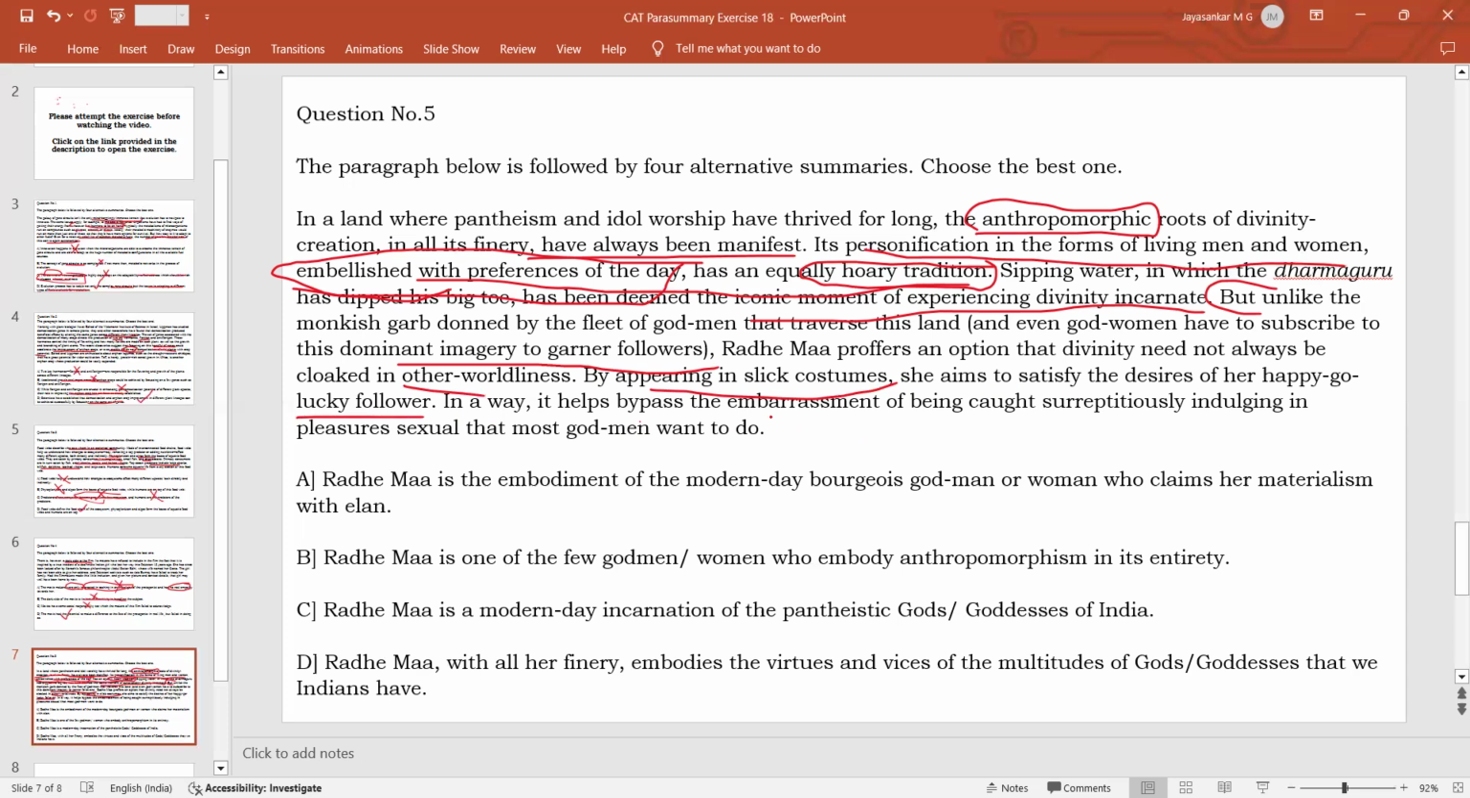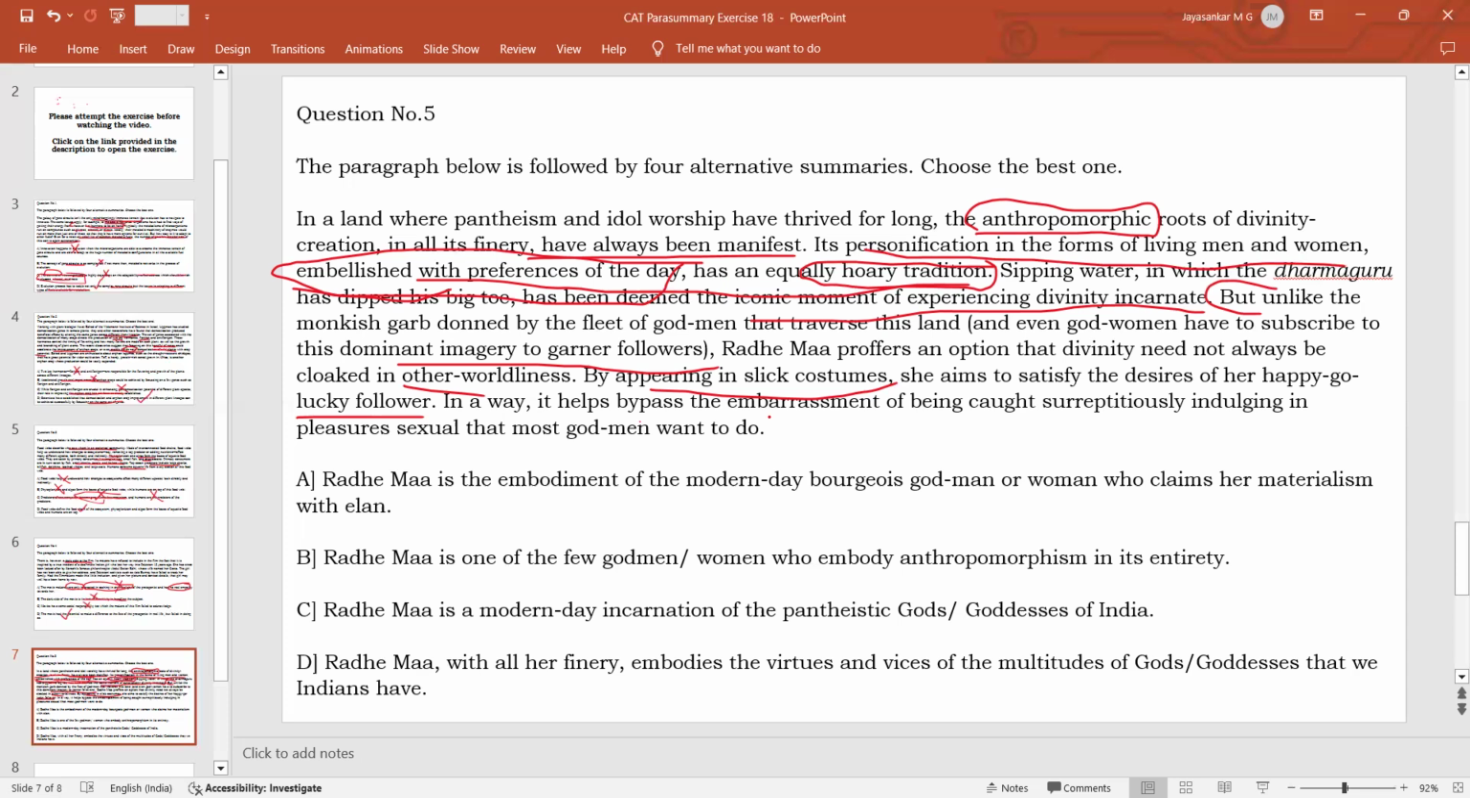And in a way, it is helping her to bypass the embarrassment of being caught surreptitiously, meaning secretly, indulging in sexual pleasures that most godmen want to do. So most godmen are secretly indulging in sexual pleasures, even though they project themselves to be incarnations of God. When they are discovered, it is very embarrassing. Whereas Radhema, since she has no such pretensions of dressing up like a monk, dresses in very fashionable costumes to satisfy her ordinary follower, and so she is not embarrassed when she is caught indulging in sexual pleasures.